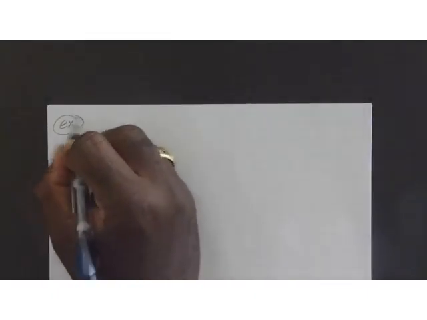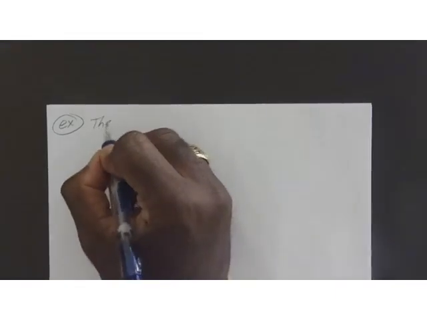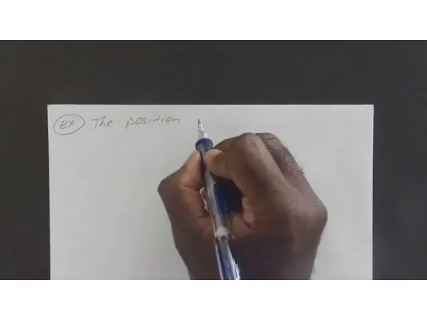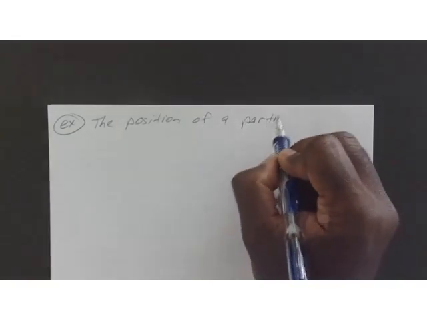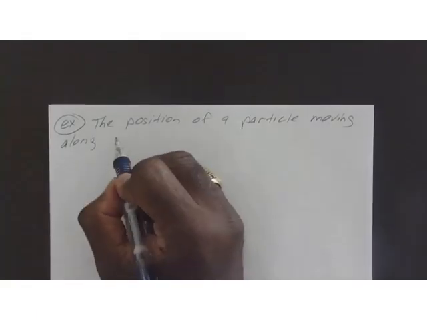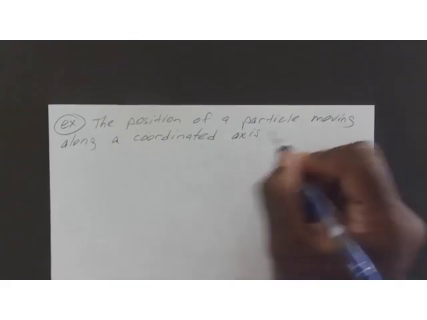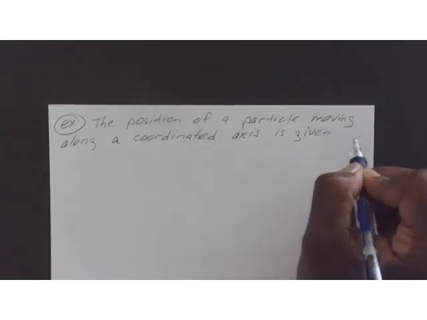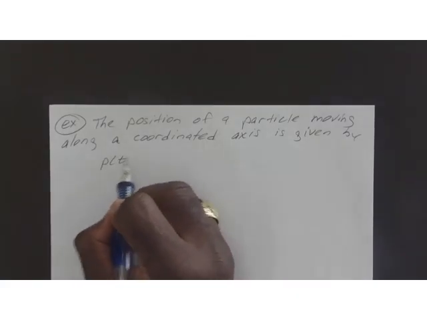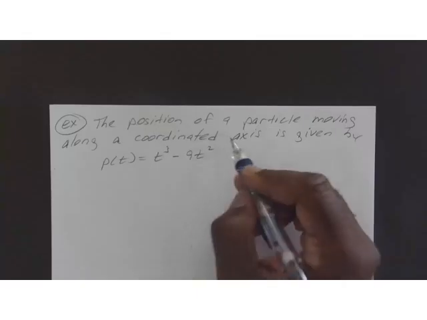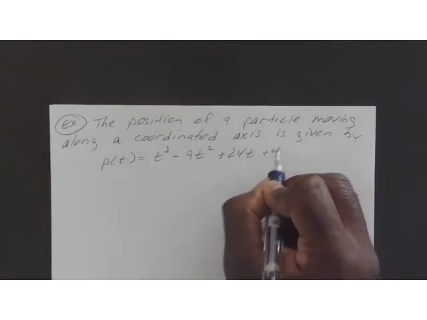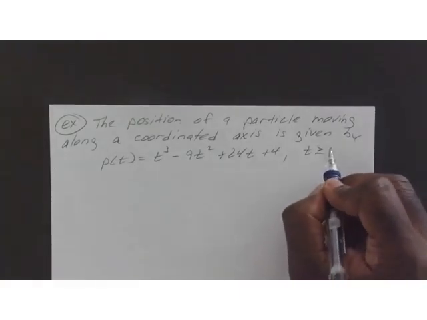So let's say, for example, the position of a particle moving along a coordinate axis is given by P of t equals t to the third power minus 9t squared plus 24t plus 4. And we're going to assume that t is greater than or equal to 0.